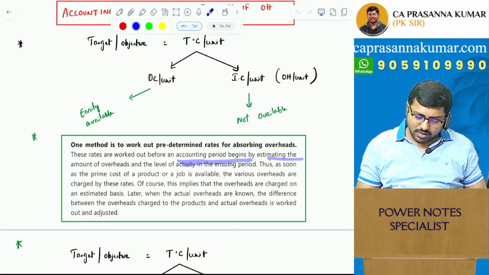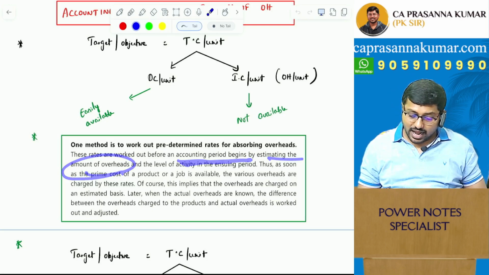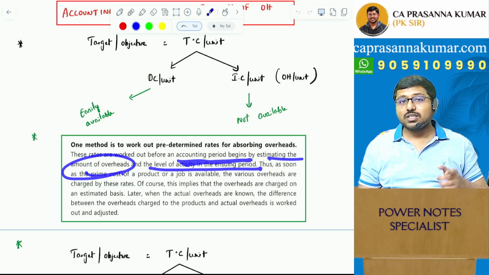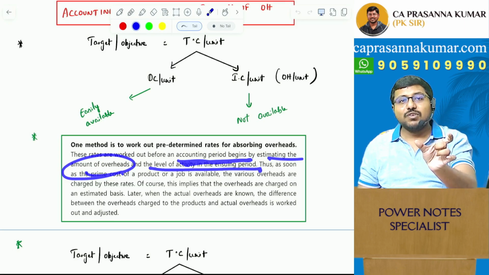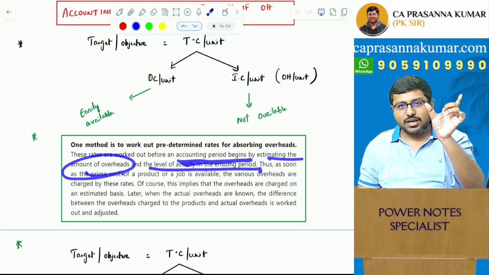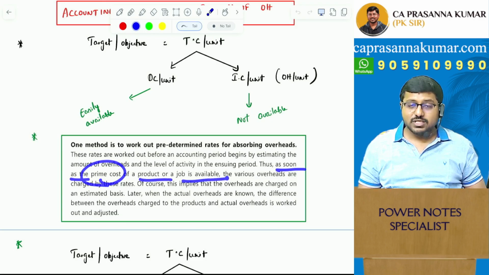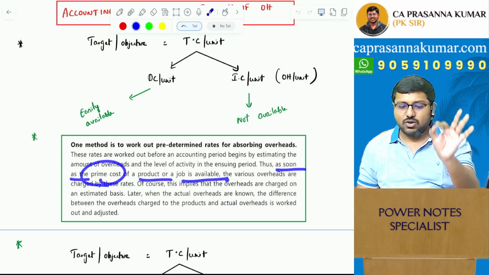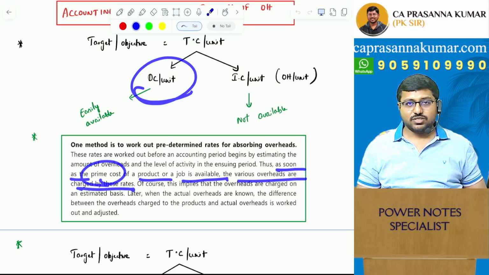By estimating the amount of overheads, obviously, estimating the amount of overheads is nothing but budgeted overheads, and the level of activity in the ensuing job. What is the level of activity? Now I've taken budgeted output. That is nothing but the level of activity. Level of activity is nothing but the number of units that you are planning to produce. Thus, as soon as the prime cost of the product or job is available, prime cost is nothing but direct cost, if this is available, the various overheads are charged by these rates.